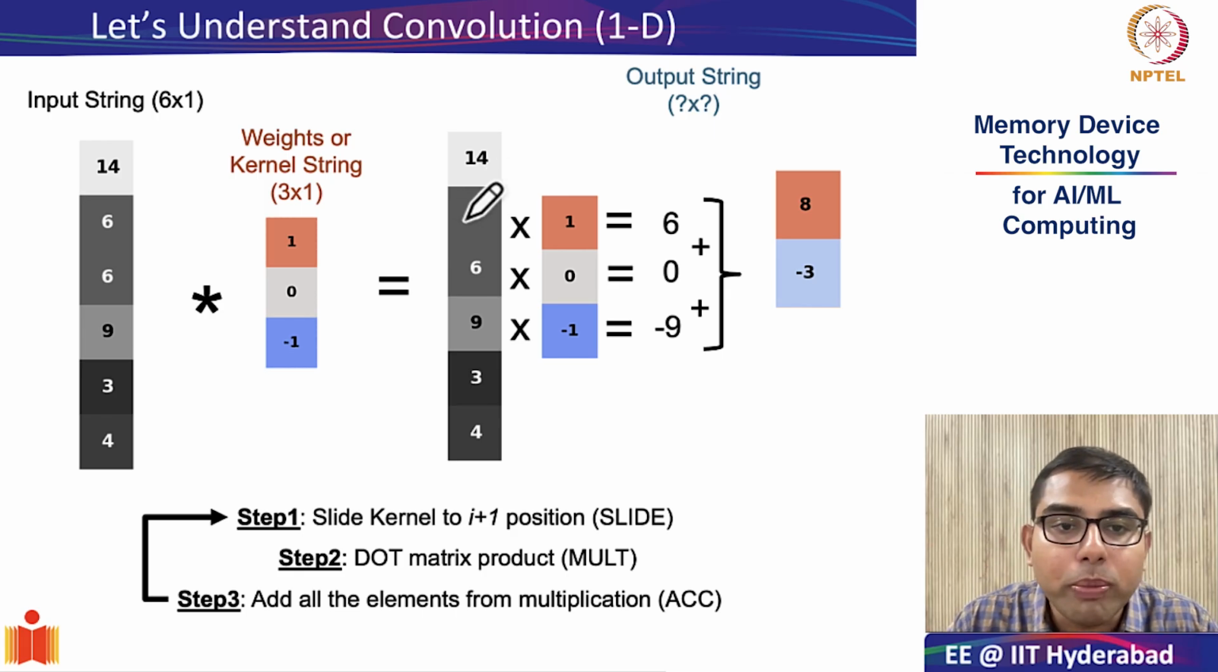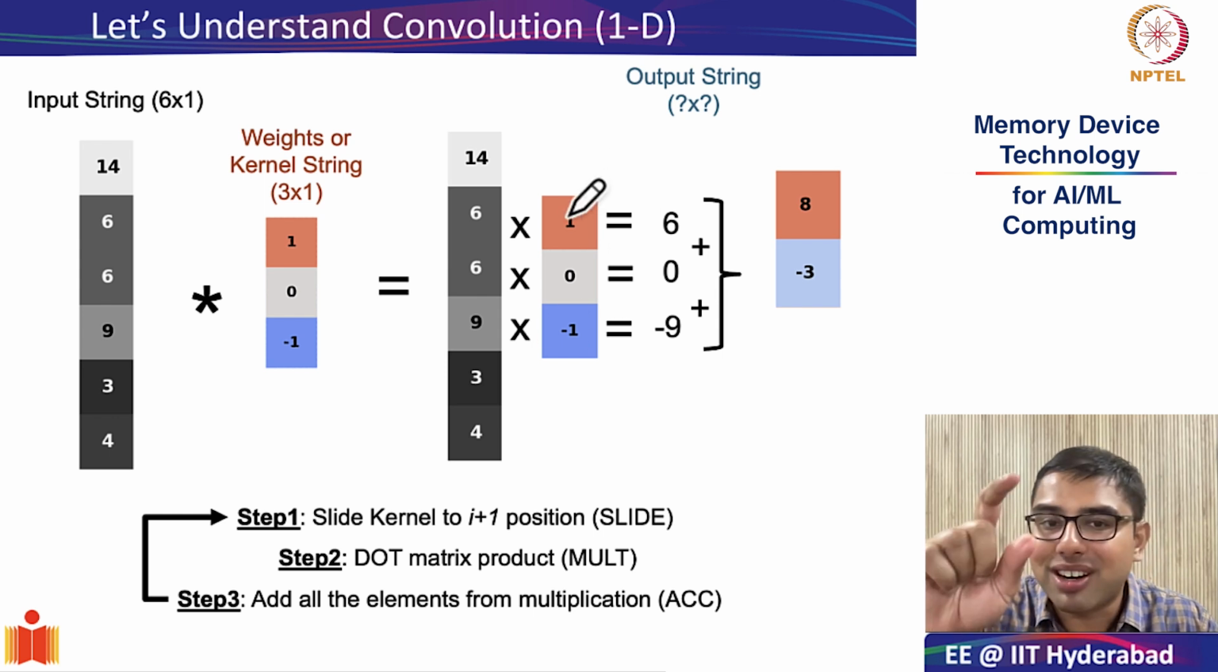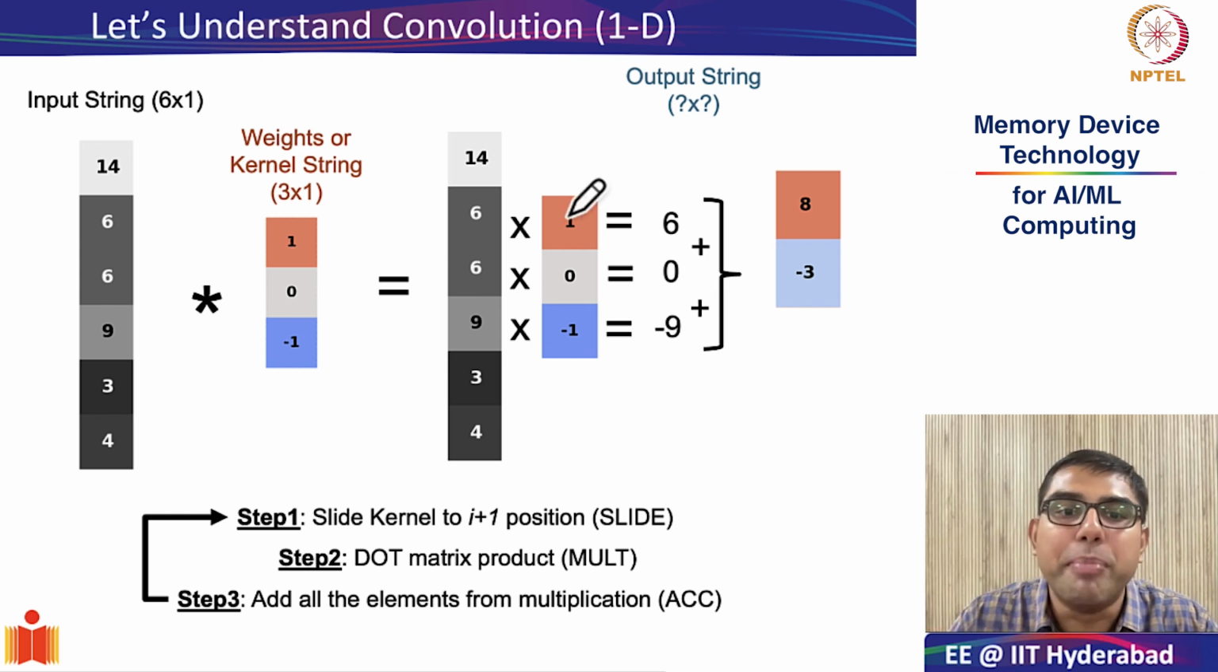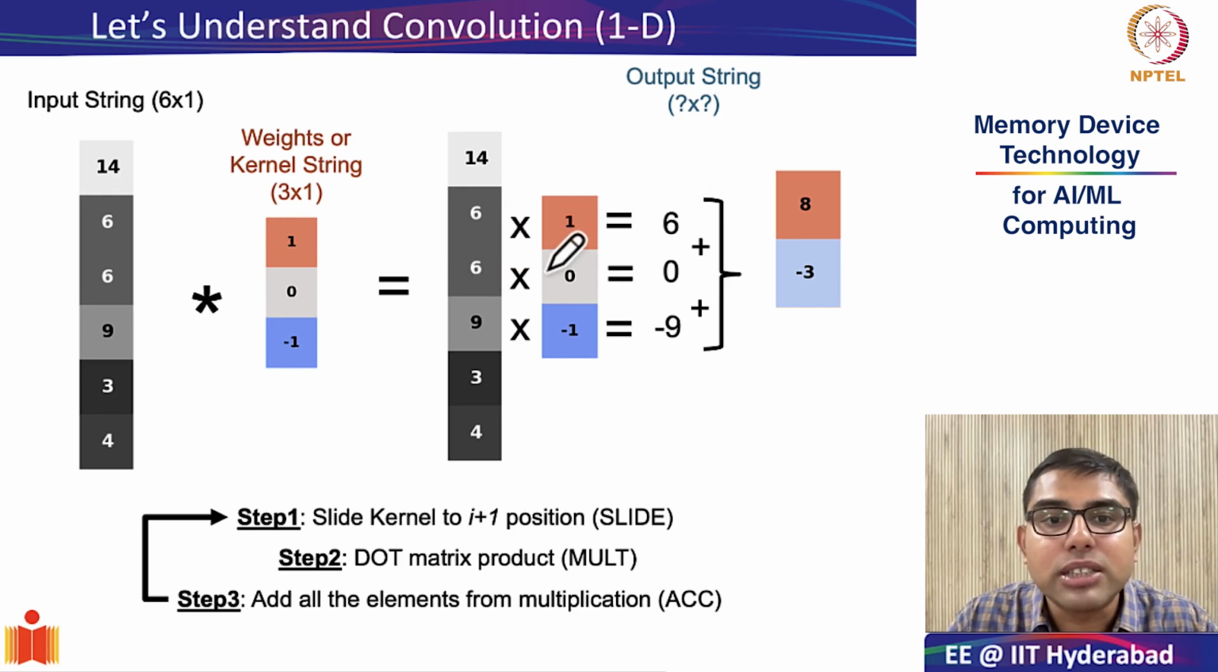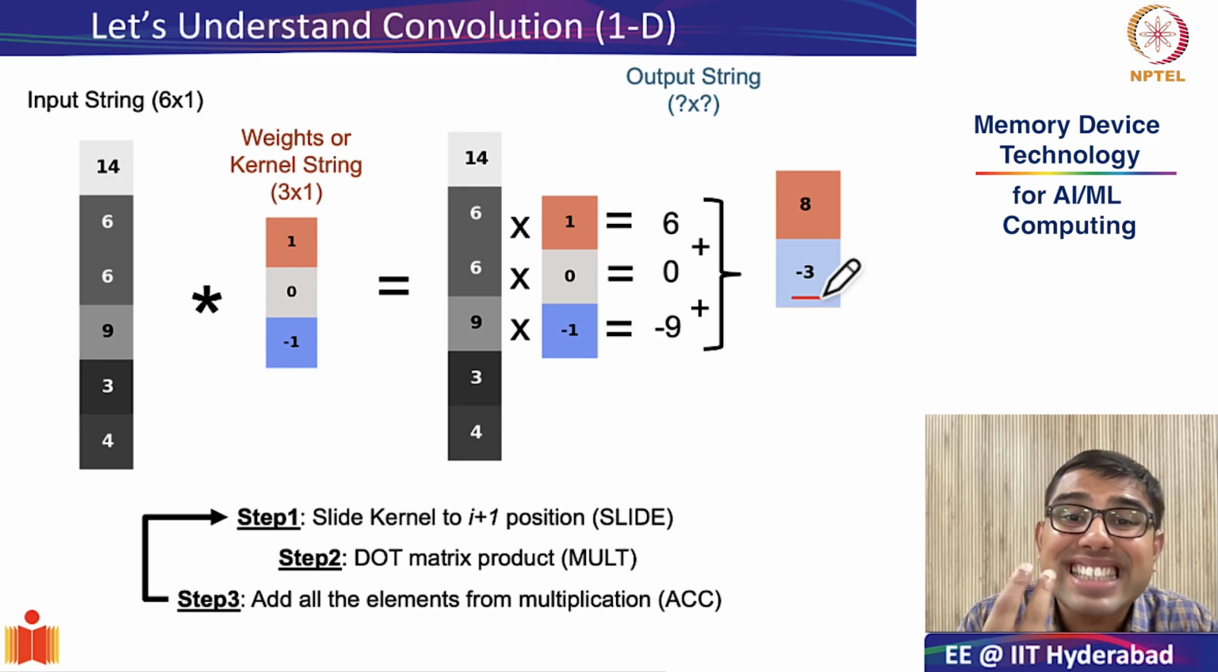So in this case, you multiply 6 with 1. Remember, your kernel is not changing. Your kernel is just sliding to the next position. So 6 multiplied by 1 gives you 6. Then 6 multiplied by 0 gives you 0. Similarly, you get minus 9. And when you sum all these things up, you get minus 3. So this is the second element of your output string.